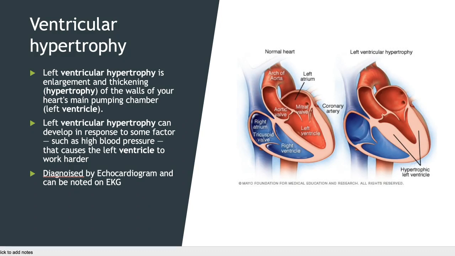Some of the changes that we can see specifically with the heart when patients have hypertension that has not been properly managed is that you will see left ventricular hypertrophy, which is the enlargement and thickening of the walls of the main left ventricle. It's going to be diagnosed via echocardiogram and EKG.